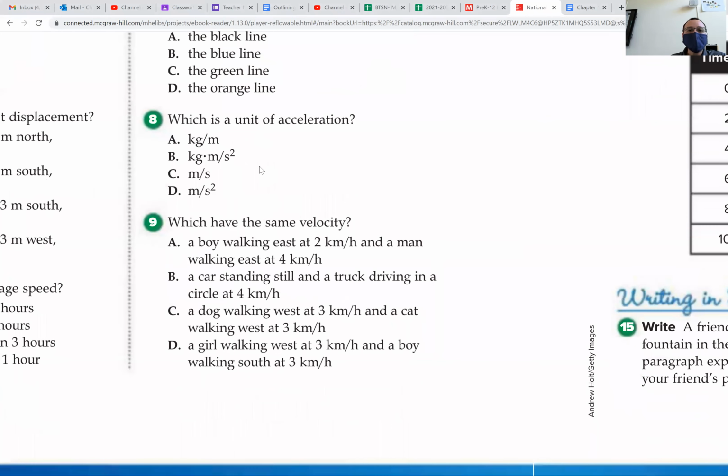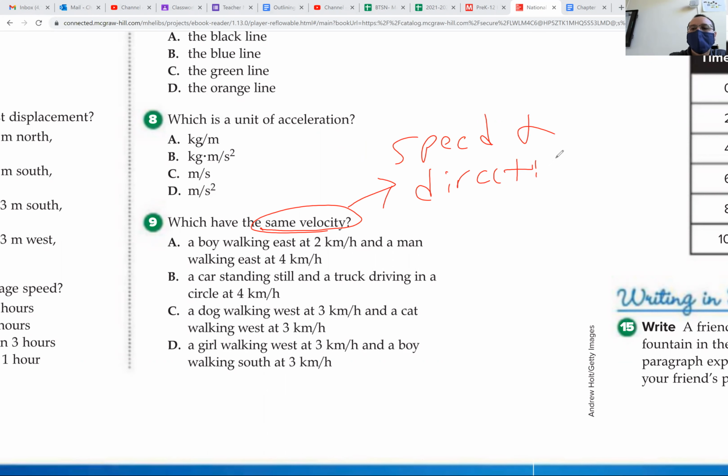All right, which have the same velocity? So the important thing is that velocity has 2 components, speed and direction. Okay, speed and direction. So a boy walking east at this speed and a man walking east, so we have the same direction, but we have different speeds. So A is out, okay? A car standing still and a truck driving in a circle, right? So that's no good because this truck has a speed and the car is standing still, so that's out, okay?